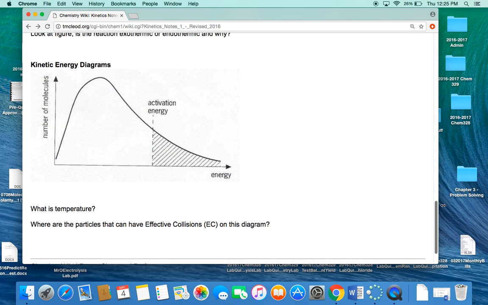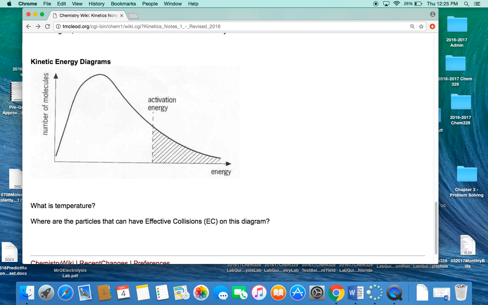Here we have another diagram, which is called a kinetic energy diagram. This is actually a profile of what temperature is. The y-axis is the number of molecules, and the x-axis is energy. Since temperature is defined as the average kinetic energy, all the particles don't have the same amount of energy. That's how you can see here. The height of the curve is the number of particles with that amount of energy. So what this shows you is not all the particles have the same amount of energy.